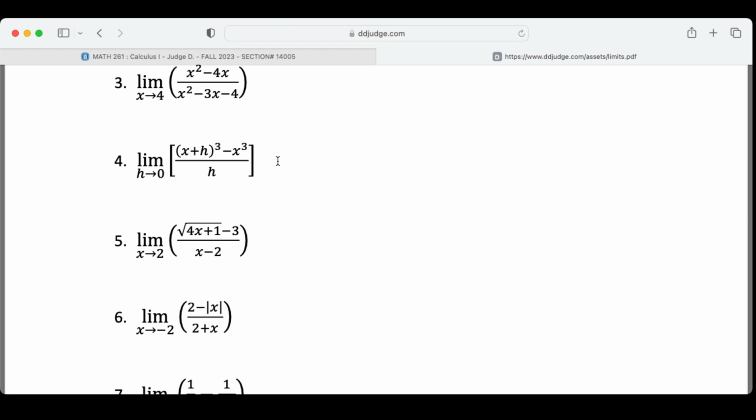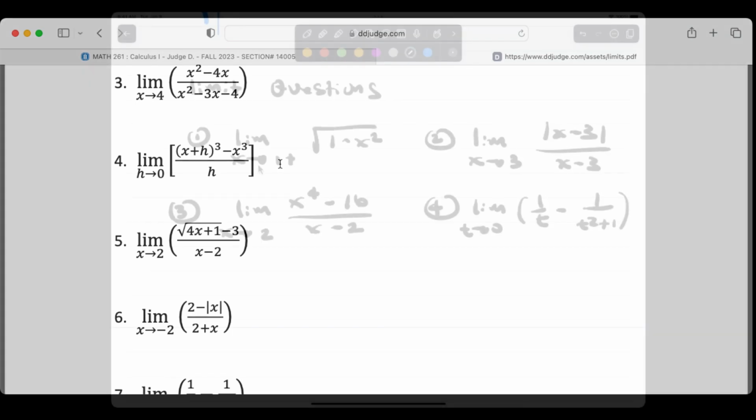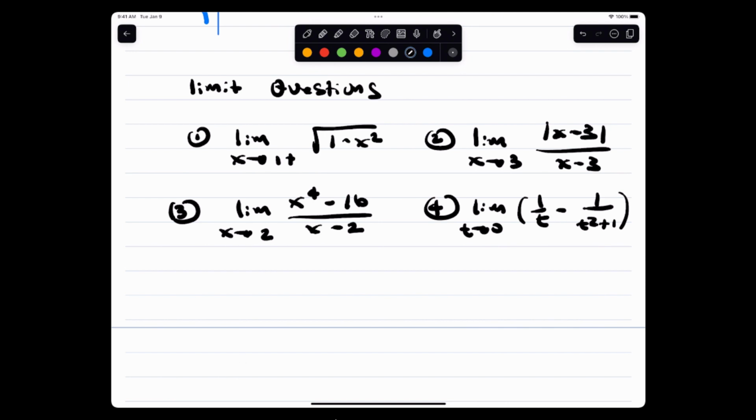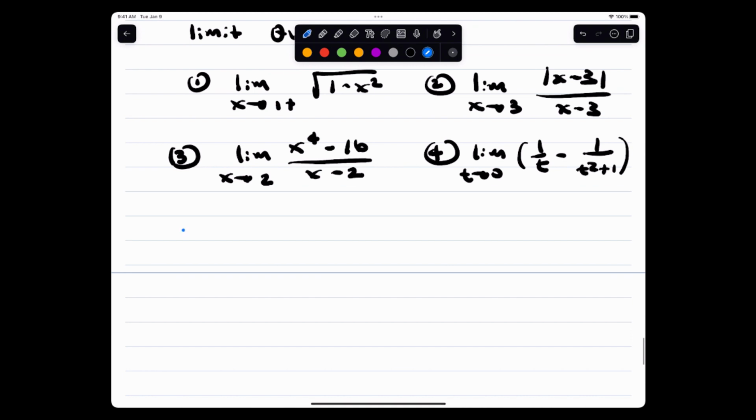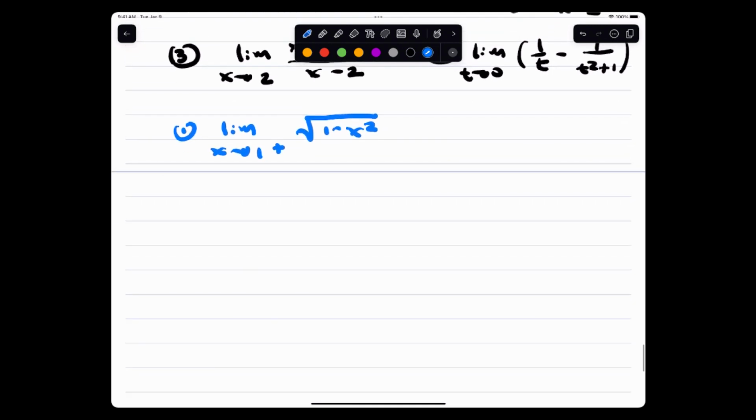Let's do some others though. So you go, oh my gosh, Mr. Judge, you gave me a wealth of examples of limit questions. Okay, so we're going to try to do some of these here. All right, so look at that first one. And I would recommend to you guys how you really want to go about this. Try your direct substitution. Okay, try direct substitution. What do I mean by that?